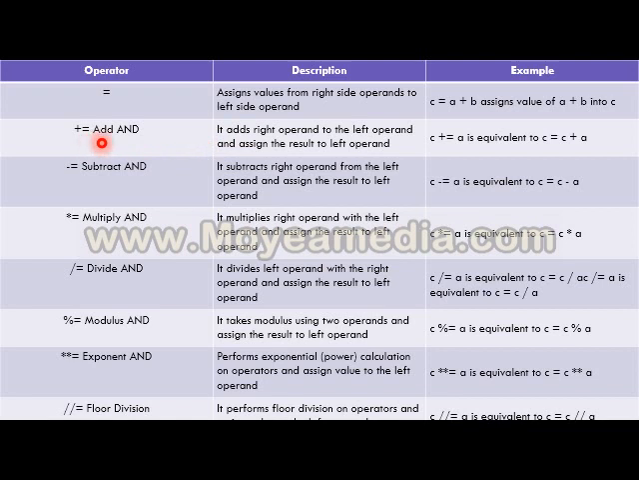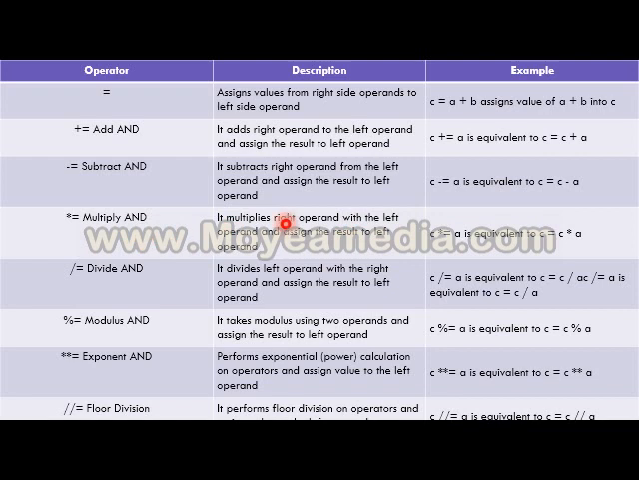This is the add AND operator. It adds the right operand to the left operand and assigns the result to the left operand, meaning C plus equal to A is equivalent to C equals C plus A. That is, initially we had C as 30 and A as 10. So now we have 40 in C. Now here we have the subtract AND operator. It subtracts the right operand from the left operand and assigns the result to the left operand. Meaning C minus equal to A is equivalent to C equals C minus A. Meaning 30 minus 10 equals 20.